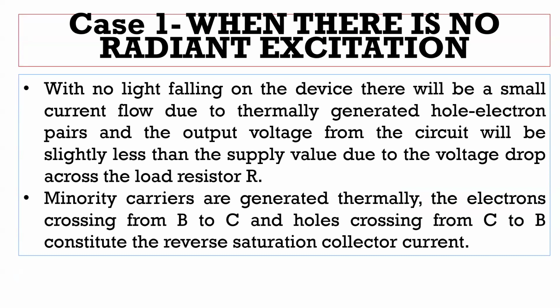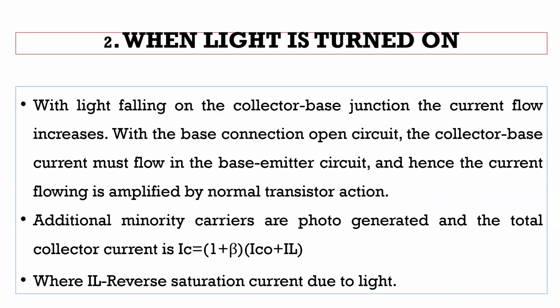Now we come to the point with light falling, that is, when light is turned on. What happens at the collector base junction? The current flow increases. With the base connection open circuit, the collector base current must flow in the base emitter circuit, and hence the current flowing is amplified by normal transistor operation. Additionally, the minority carriers generated add to the total current, which you calculate as (1 plus beta) into ICO plus IL. What is IL? That is the reverse saturation current due to the light.